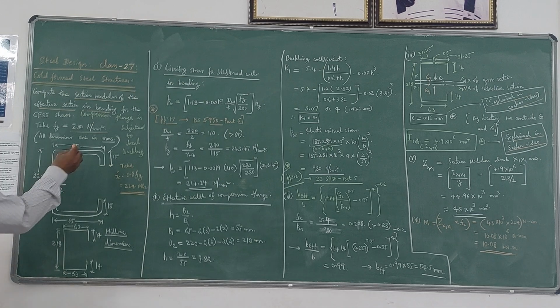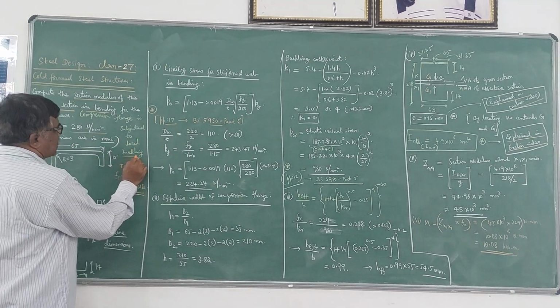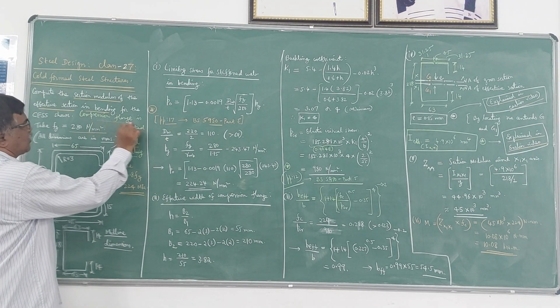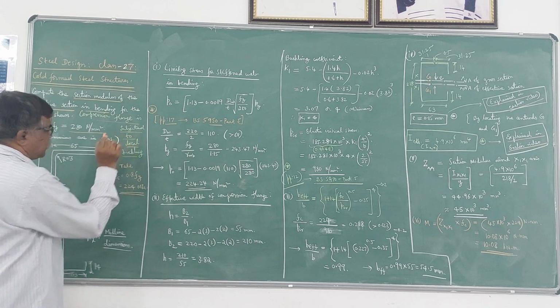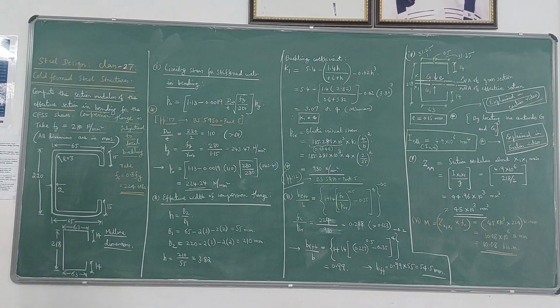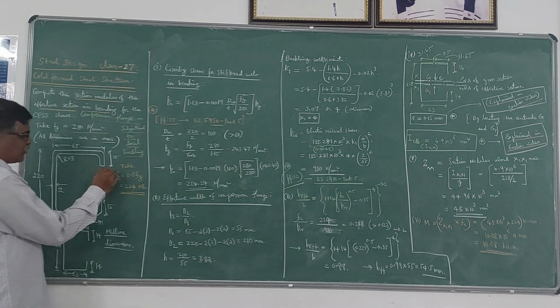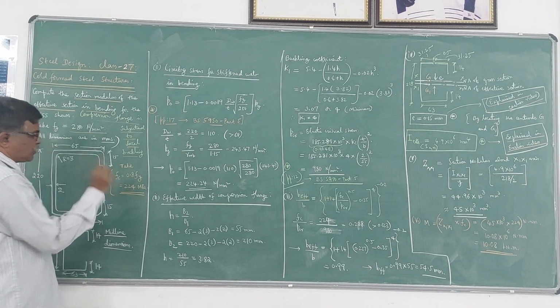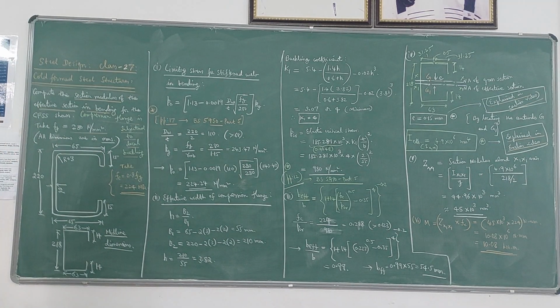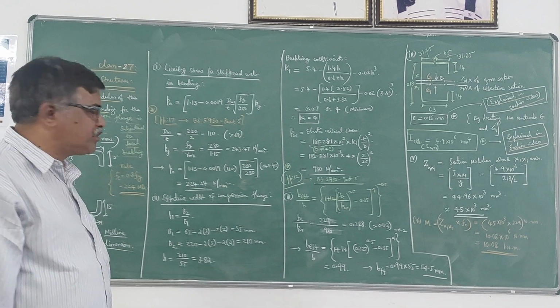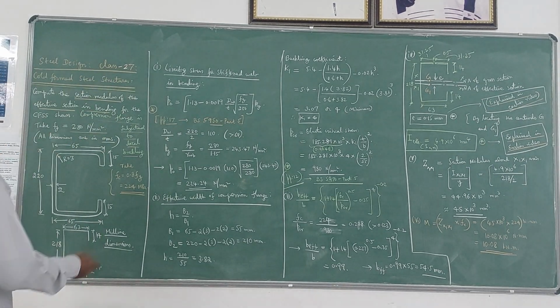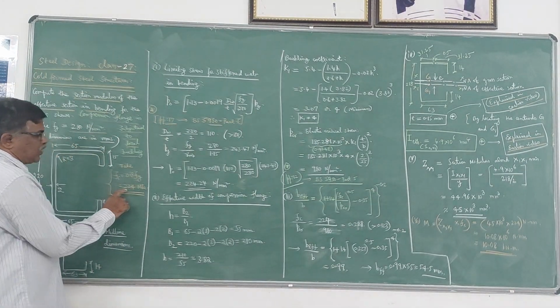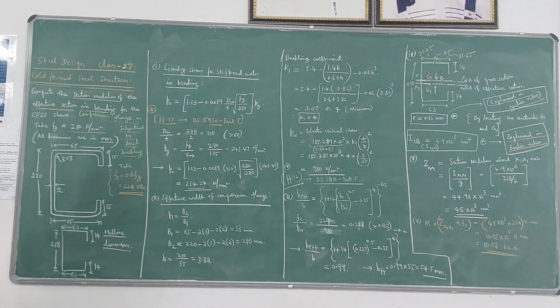The compression flange is subjected to local buckling. Only the compression flange is subjected to local buckling. That is the assumption he has given. And the value of this FC, compressive stress value, can be taken as 0.8 times Fy, which comes out to be 0.8 into 280, 224 Newton per mm square.